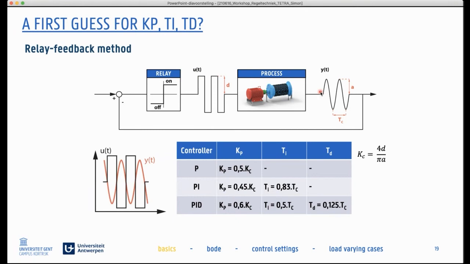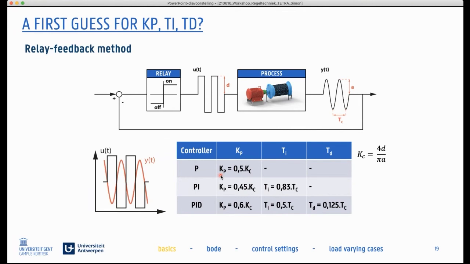Based on that, your system will start to vibrate around a certain value, and that vibration with one certain frequency is very interesting. From that vibration, we can measure the amplitude and the period, and by measuring the period and the amplitude, we can use these values in this table to get good first guesses for your proportional controller, your integral controller, and your derivative controller.